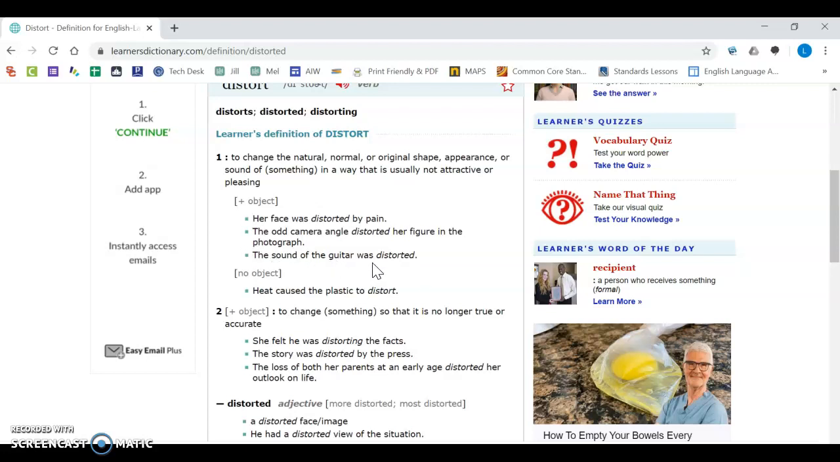Or the sound of the guitar was distorted, so that sound of the guitar got changed, so it didn't sound the way it should. Here's definition 2, to change something so that it is no longer true or accurate. Now if we think back to our example, the soldier's face was distorted, so it probably wasn't saying that his face was no longer true or accurate. Instead, it didn't look normal. It didn't look attractive or pleasing.